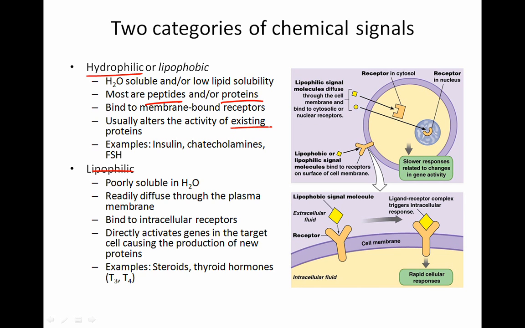Generally speaking, we change the activity of proteins already found in the cell. Some examples, which you may or may not know: catecholamines, adrenaline for example, FSH, follicle stimulating hormone, all bind to the surface receptor, changing proteins already in existence in the cell.